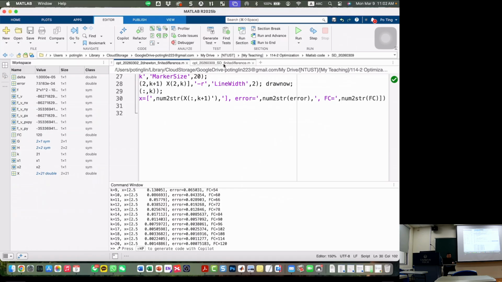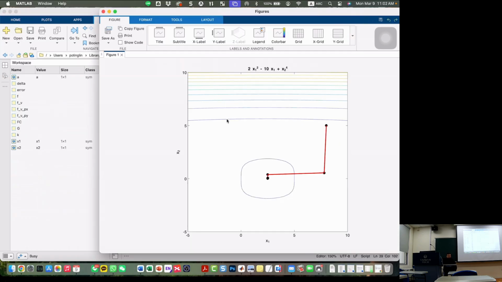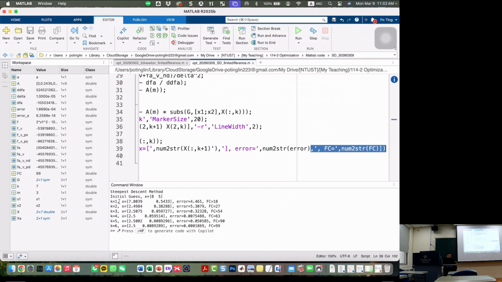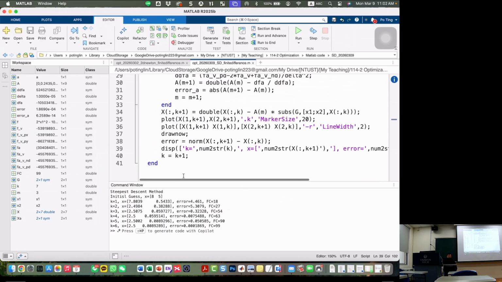Steepest descent has fewer iterations in the main loop, but there are extra iterations in the subproblem, 99 function calls. Slightly less accurate, is it? Actually pretty good. 0.008, pretty nice solution. So in this case, steepest descent is more efficient. 99 function calls, Newton 120.